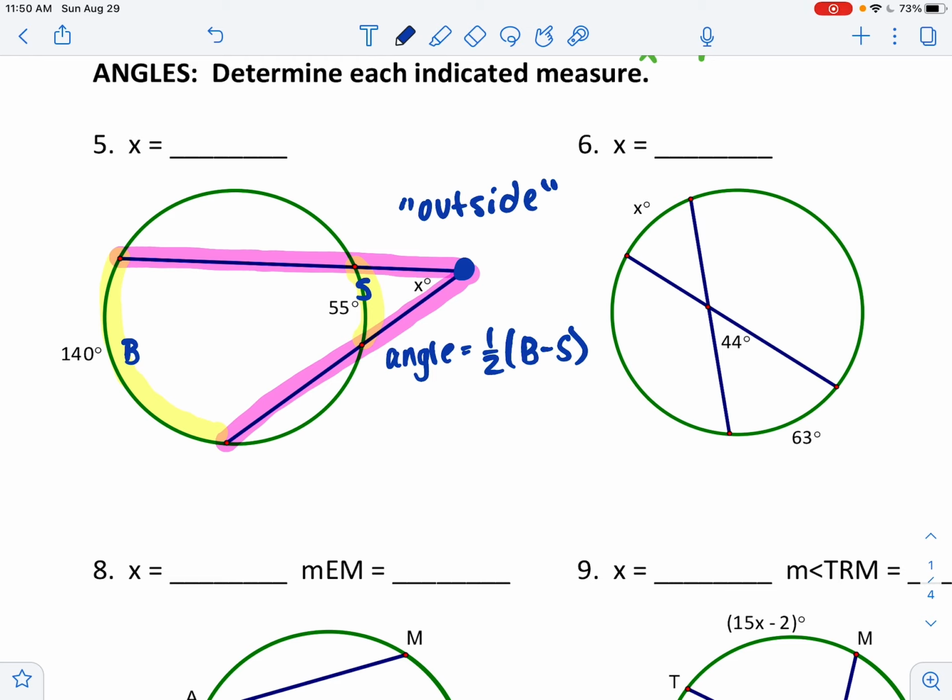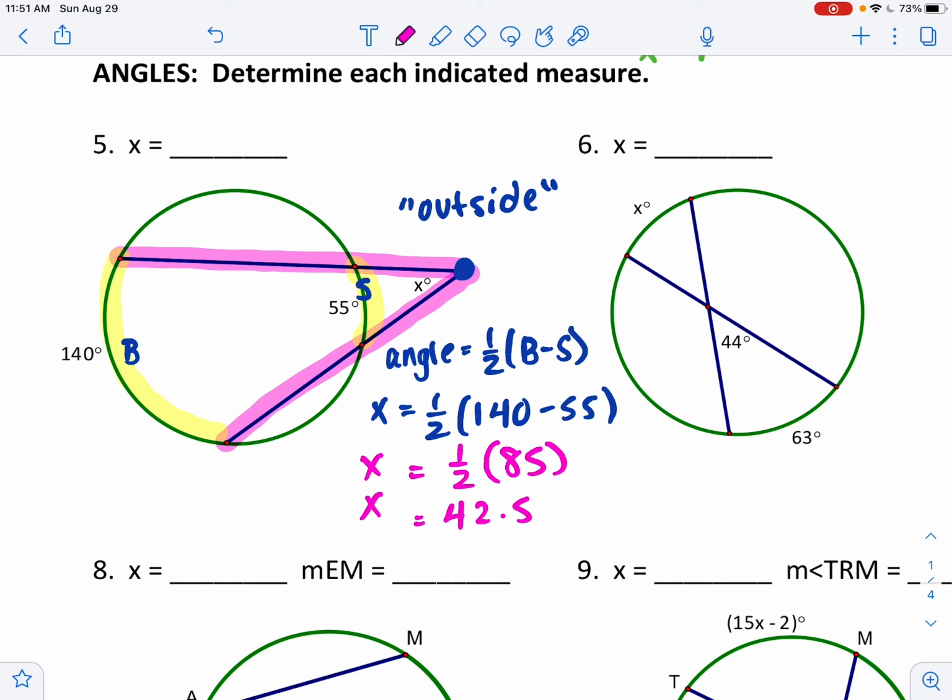Here's the big arc, there's the small arc. X is our angle. And now I just plug into the formula. So angle is X equals 1/2. The big arc is 140 minus the small arc is 55. Now I'm going to simplify in order to solve for X. So I'm going to start inside the parentheses. 140 minus 55 is 85. 85 times 1/2 is 42.5. So here we get a decimal. That's okay. That's allowed. Our X is 42.5 degrees.